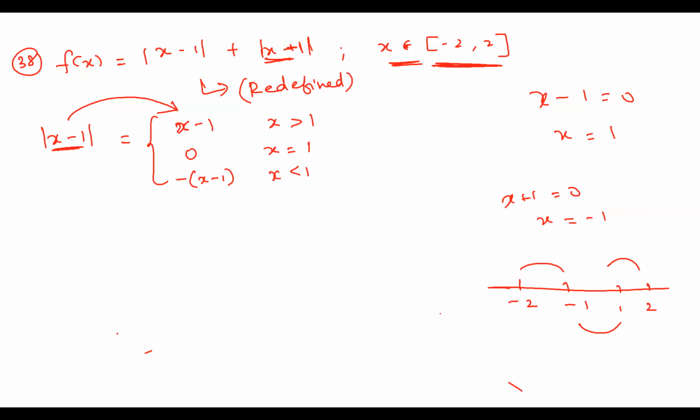Done? Others? You're done? So I'll write it here, check if you have written the same thing. Mod of x plus 1 is x plus 1 when x is greater than minus 1, 0 when x is equal to minus 1, and minus of x plus 1 when x is less than minus 1. Is that clear? Okay. Now this is where the trickiest part starts. Concentrate.